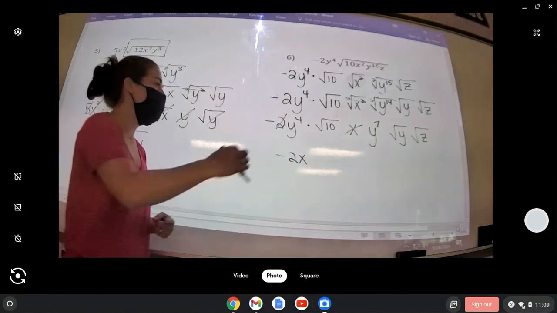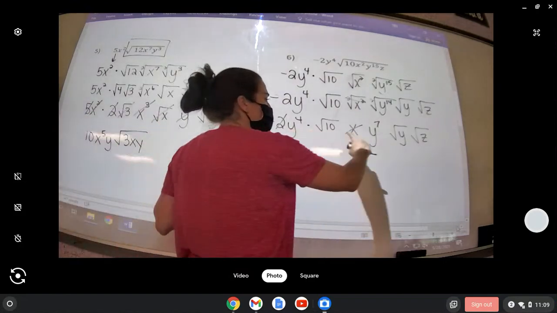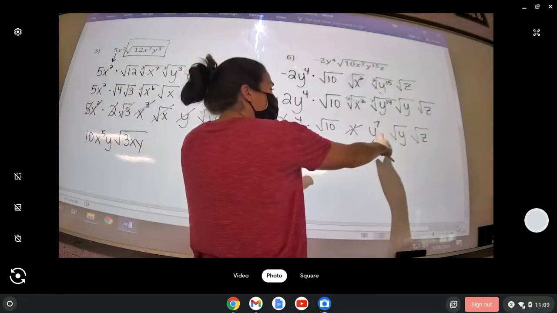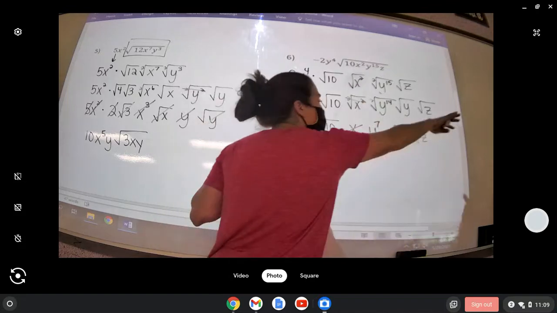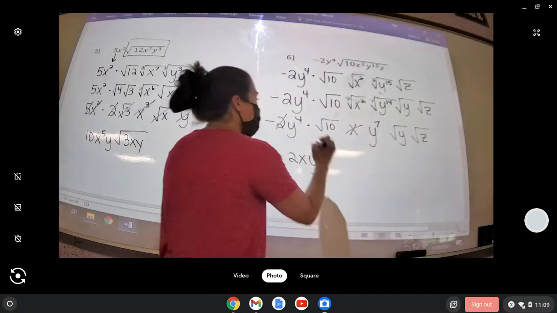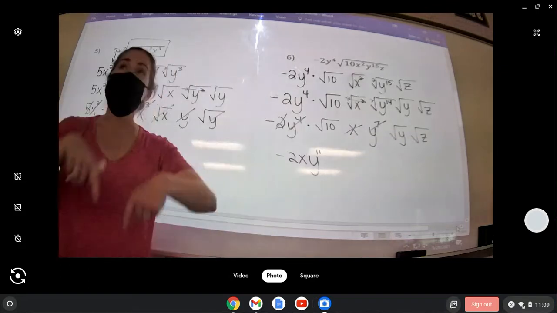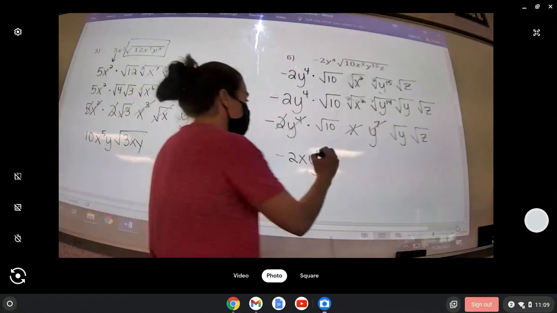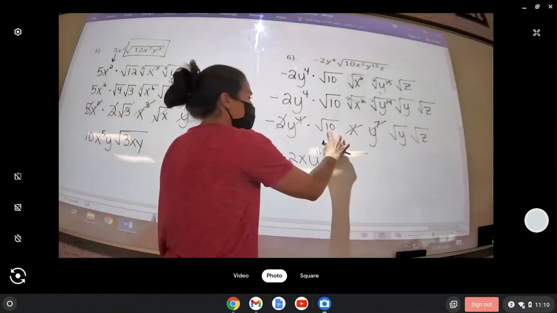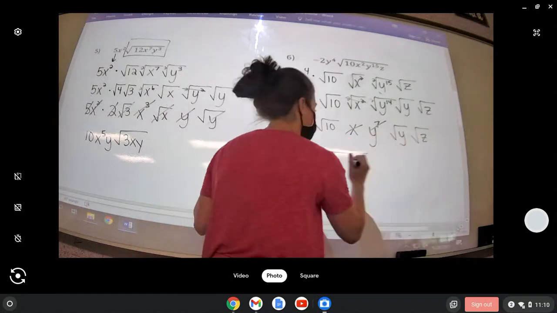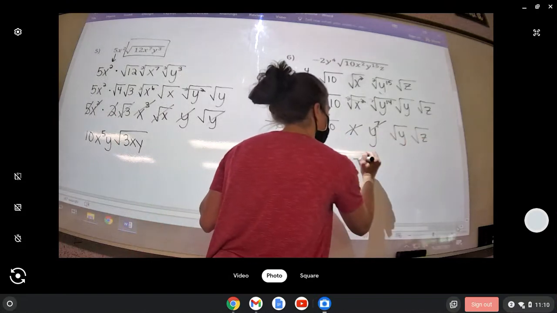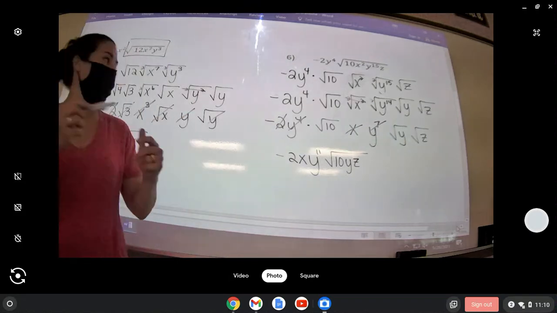Now I'll go do my y's. Y to the 4th times y to the 7th broke free, that's y to the 4 plus 7 is 11, and no other y's. And then they're done, and now what's left under the square root can be multiplied together. So then that will be the square root of 10 times y times z. And that would be your simplified answer.